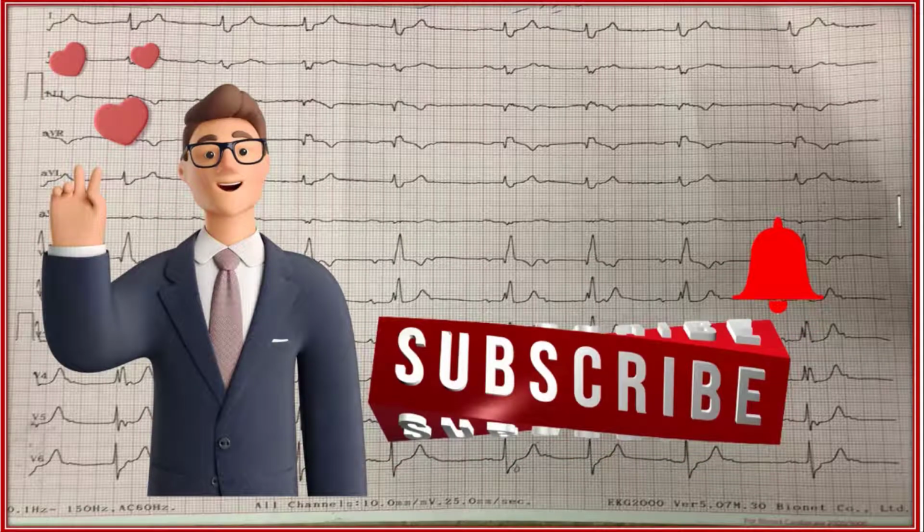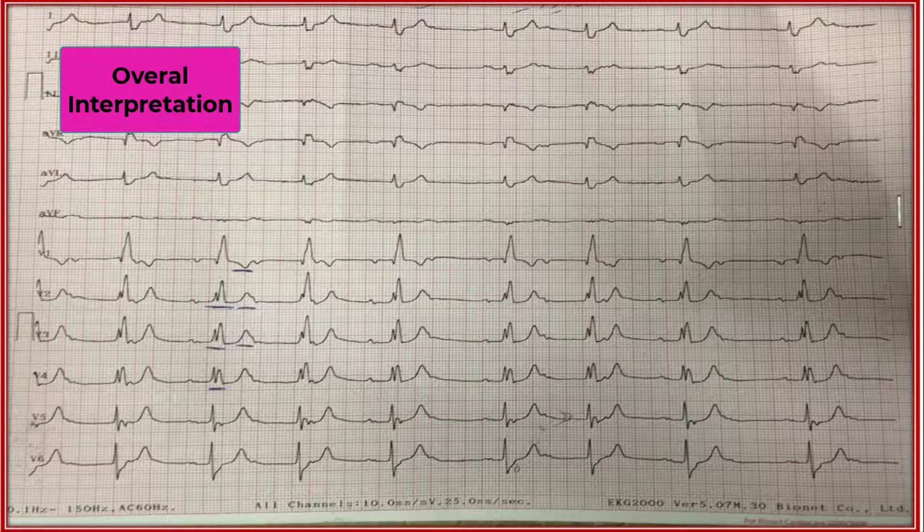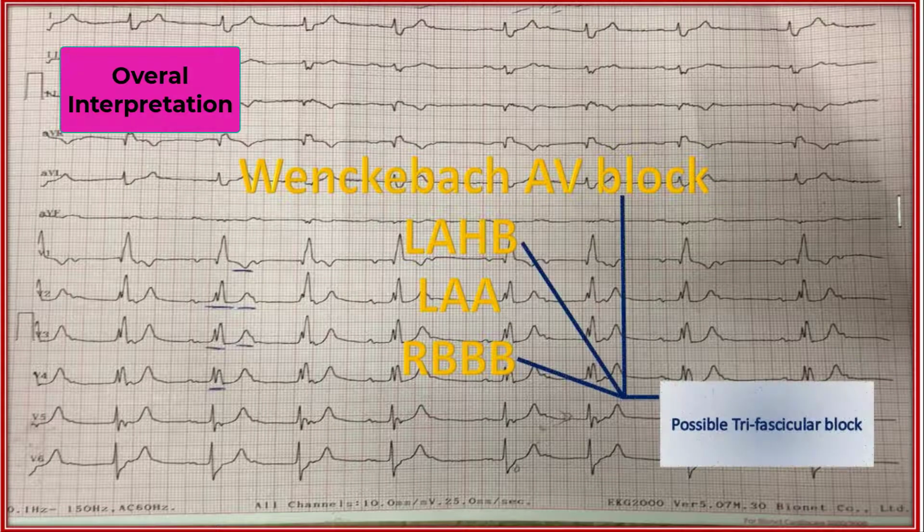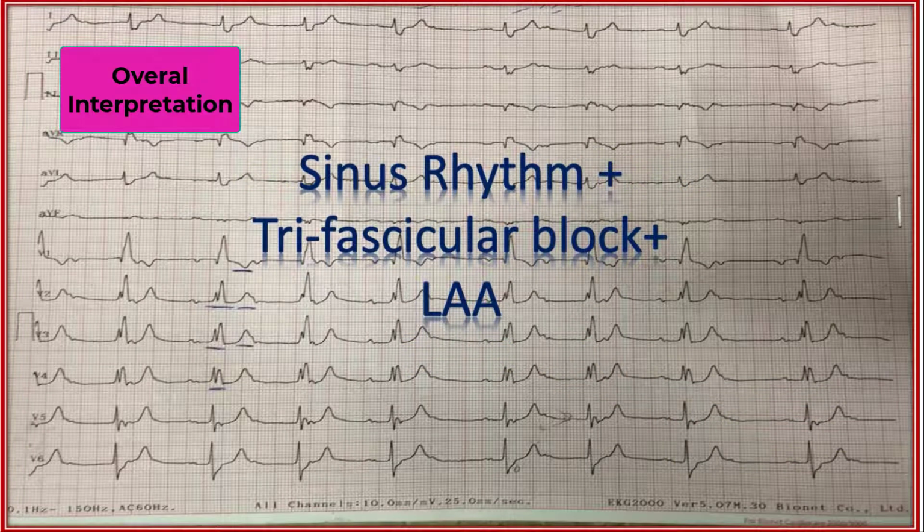The last part is overall interpretation. To interpret our EKG properly, we are supposed to make a list of abnormal findings. In this strip, the abnormal findings are Wenckebach AV block, left axis deviation due to left anterior hemiblock, mitral P wave indicating left atrial abnormality, and right bundle branch block. The presence of right bundle branch block, with left anterior hemiblock, and first or second degree AV block, indicates possible trifascicular block. Therefore, this EKG is sinus rhythm with possible trifascicular block and LA abnormality.